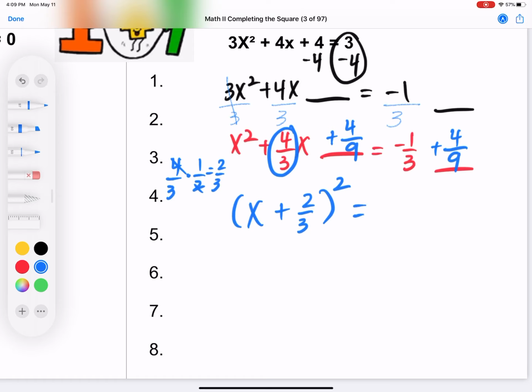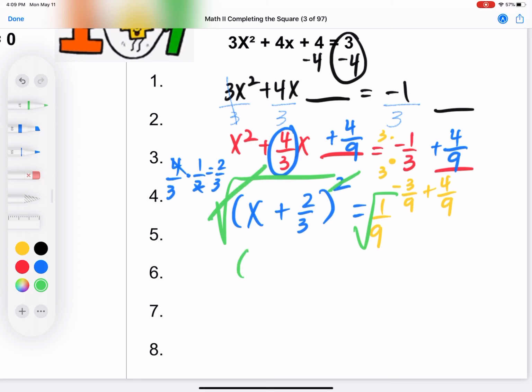On the right, you want to combine like terms. You have fractions with a denominator that's not common. So you want to change the first fraction, multiply by 3, so they have common denominators. This first fraction is now -3 over 9 plus the 4 over 9. That gives you 1/9. Okay, so now what you want to do is the same as your last problem. Just solve. So I'm going to take the square root of both sides. The radical cancels out with the 2, so I'm left with x plus 2/3. And then on your right-hand side, you have the square root of 1/9.